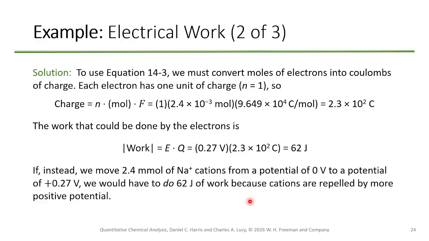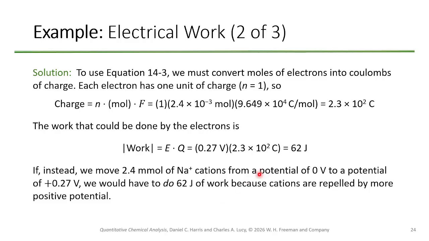All right. So if we take that previous calculation, it was charge equals N times the moles times Faraday's constant. So we have 1 times 2.4 times 10 to the negative 3 moles, and then Faraday's constant there. That gives us our coulombs. Once we have our coulombs, we can use that in the work equation we just talked about. And so we take our volts, 0.27 volts, times our coulombs here, and that's going to give us joules. And that gives us the answer of our problem.